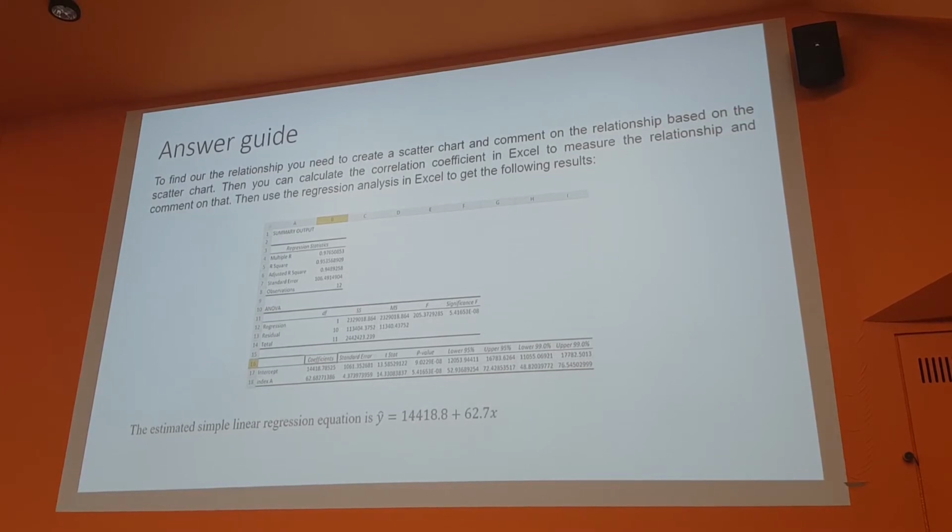Any question about this problem? When I walked around, some of you applied the trend line. That is good as well. That is correct for getting the equation. But based on that method, you cannot get the significance F. Because if you just fit the trend line on your scatter chart, it doesn't give you the significance F that we need. Significance F is this value.